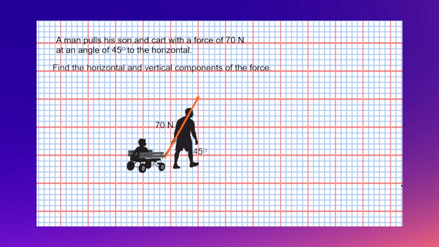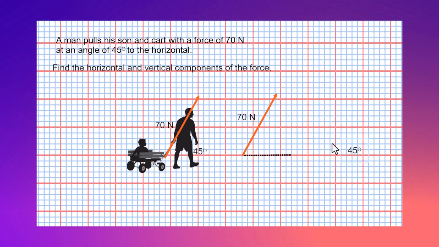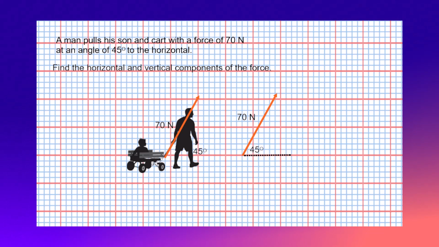We have a young boy in a cart being pulled along by his dad with a force of 70 newtons at an angle of 45 degrees to the horizontal. We'll draw a little sketch of that. So there's the force which the gentleman is pulling his son with. It's got a value of 70 newtons. And it's at an angle of 45 degrees to the horizontal. So it's our job to break that 70 newton vector into its horizontal and vertical components.